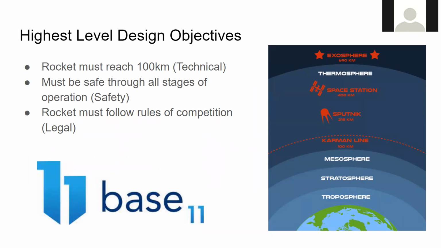And so our three objectives within the competition are that our rocket must reach 100 kilometers, which is a technical objective. It must be safe through all of the stages of operation, which is a safety objective, and it must follow all the rules of competition, which is a legal objective. And because safety and legal, while extremely important, are much more boring to talk about, I will be focusing on how to break down the first objective today.